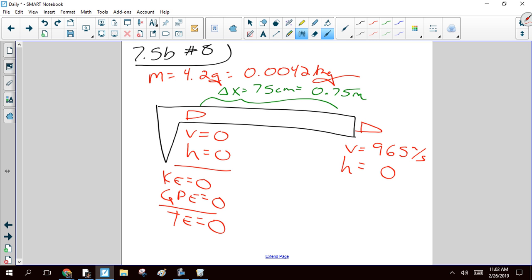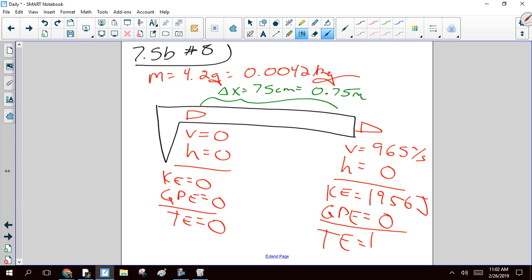Okay. Over here, holy moly, kinetic energy, 965 squared times half your mass. I need a calculator to do that, and I was not smart enough to write it down. Oh, there it is. 1956. Everybody cool with how I got that kinetic energy? We know the mass, you know the velocity. It's 1/2 mv squared. Cool? All right. I know my GPE is, the height is 0, so the GPE is 0. That means my total energy is 1956 joules. All right.